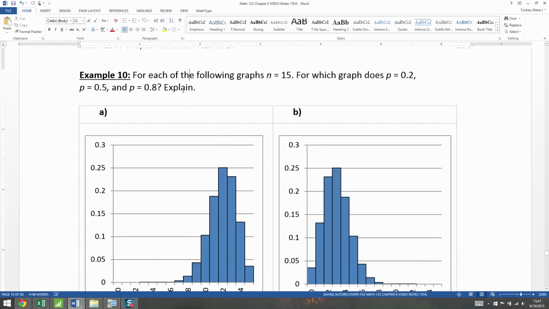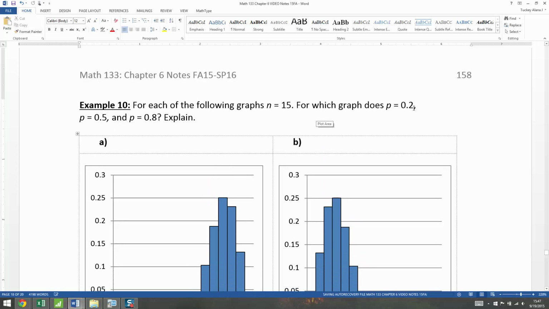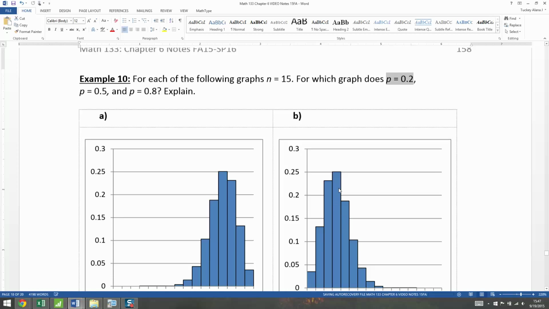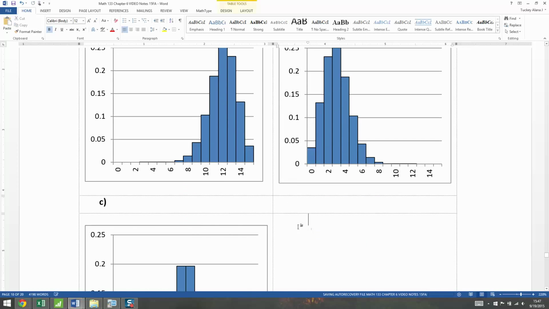Now there's a couple ways we can think about this. We can just think about it logically. For example, 0.8 is a high probability of success, and that means you're going to be expecting high values, right? Whereas 0.2 is a low probability of success, so you're going to be expecting low values, right? So that's one way you can think about it. And then 0.5, of course, is 50-50, so that would be evenly distributed.